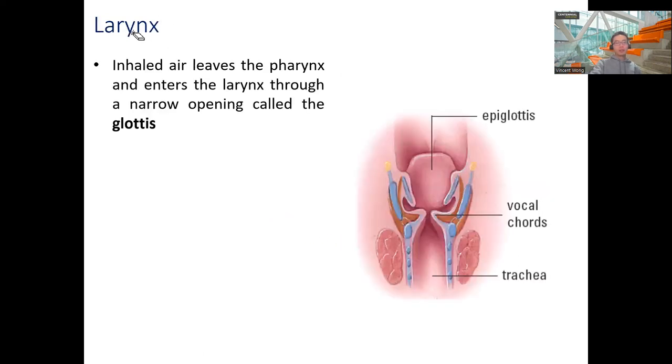Okay, let's talk about the larynx now. The larynx is where your vocal cords are located. And the opening that leads to the larynx is called the glottis. You can't really see it here, but this would be the opening. It's a hole, right? And that hole is called the glottis. You want to cover that hole up when you're swallowing, and that's what the epiglottis is there for.